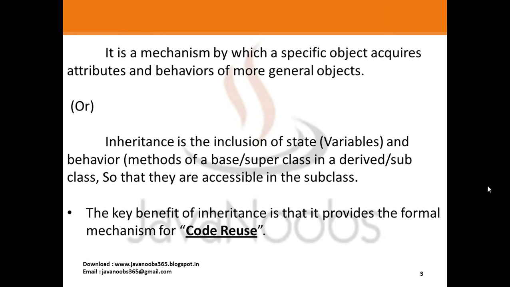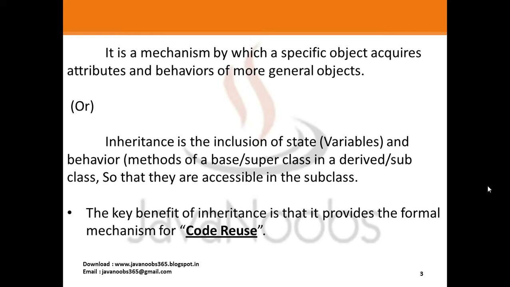Now state refers to variables and behaviors refer to methods. Inheritance is the inclusion of variables and methods of a superclass, which are inherited by a subclass, so they are accessible in the subclass. The key benefit of inheritance is that it provides a formal mechanism for code reuse. Because of this, your program will become more robust because you can reuse the code, and it helps in a lot of ways.